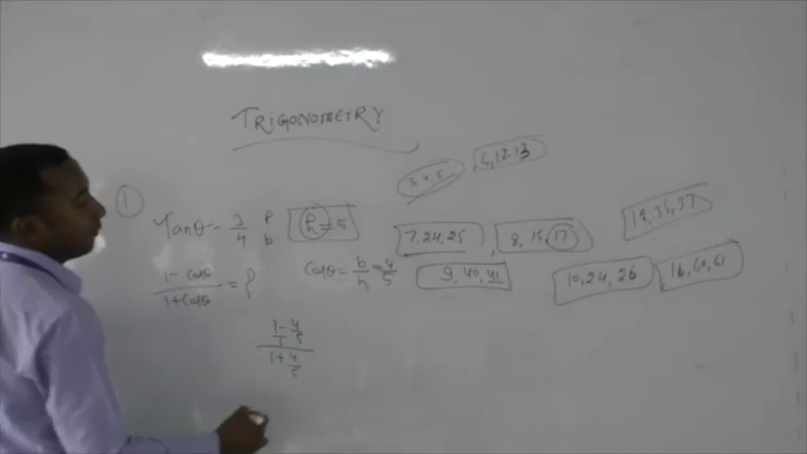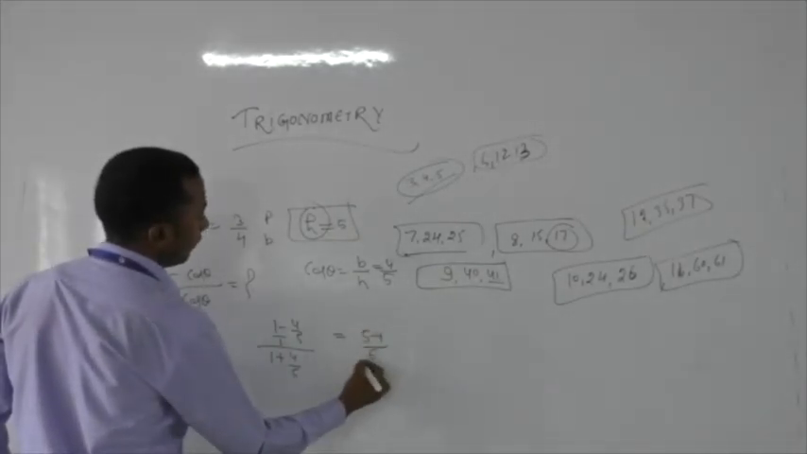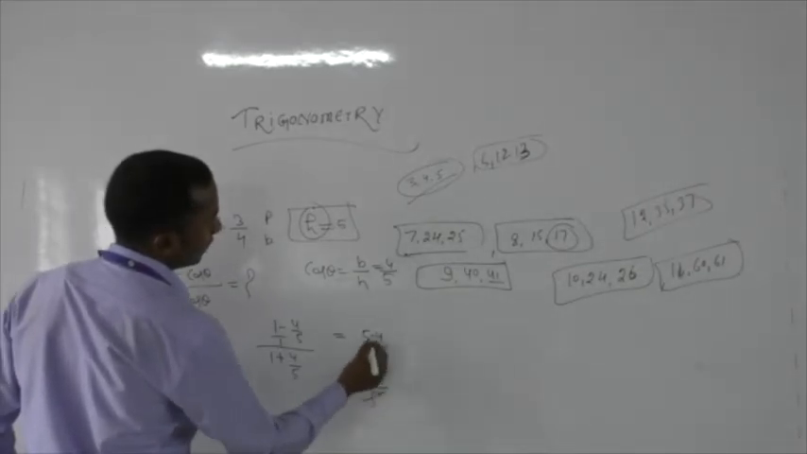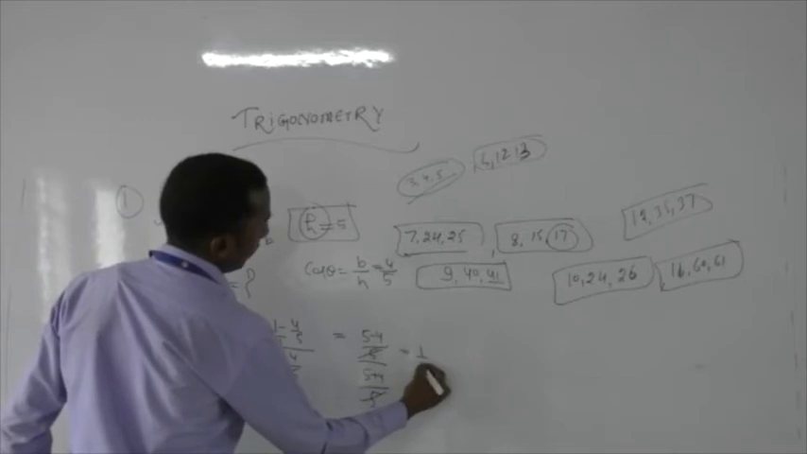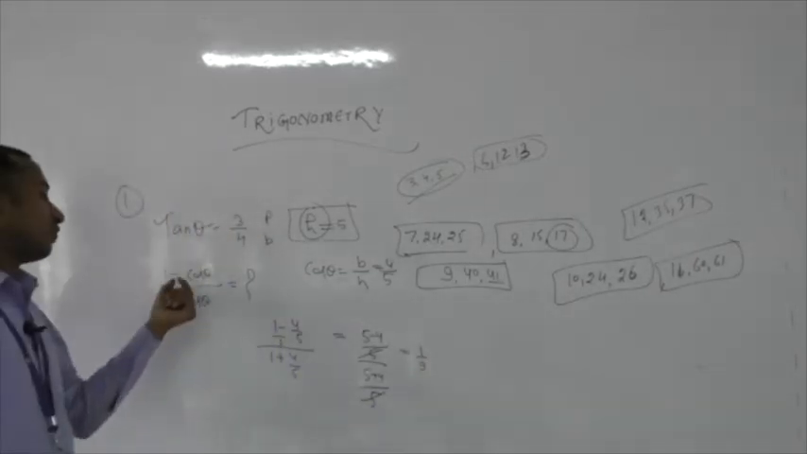If you take the LCM, you will get 5 minus 4 by 5, 5 plus 4 by 5. 5 cancel, 5 minus 4 is 1 and 5 plus 4 is 9. So you get that value 1 by 9. So the question was 1 minus cos theta by 1 plus cos theta.